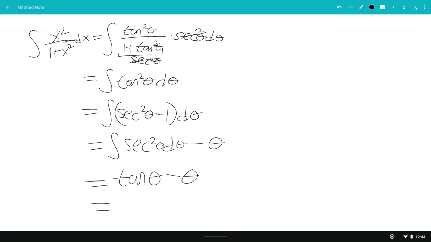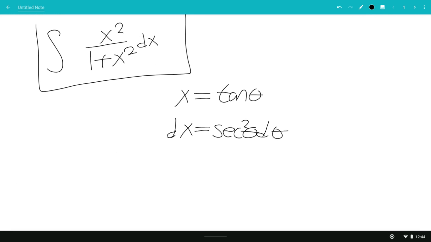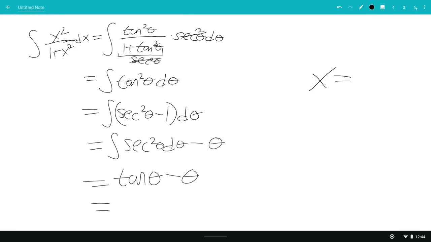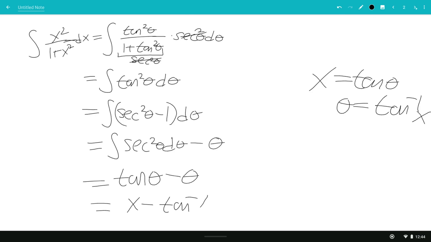And tangent theta, we know that x is tangent theta, so that would be x minus theta. Theta is the inverse tangent of x. So this is just x minus inverse tangent x plus c. So that is one solution.